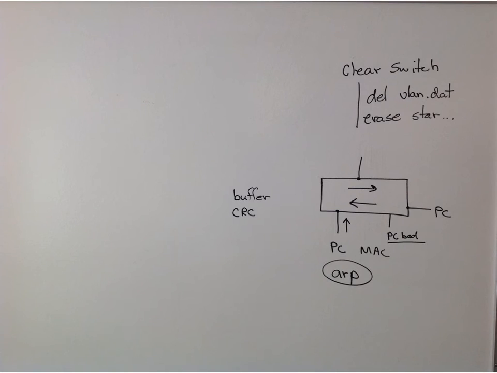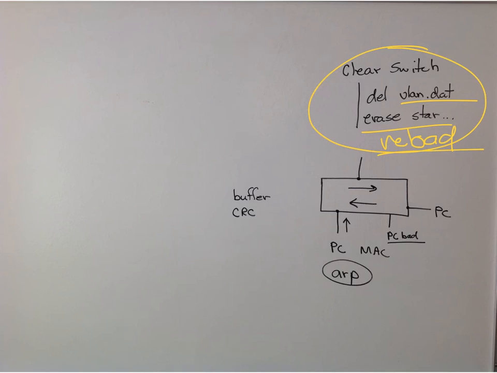Alright. Talked about how to clear the switch. VLAN DAT, delete that, do an erase startup config, and then you reload. Alright. Get a PC, MAC addresses, and we're talking about a bad PC.